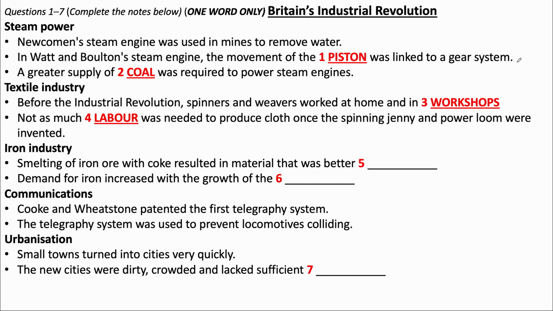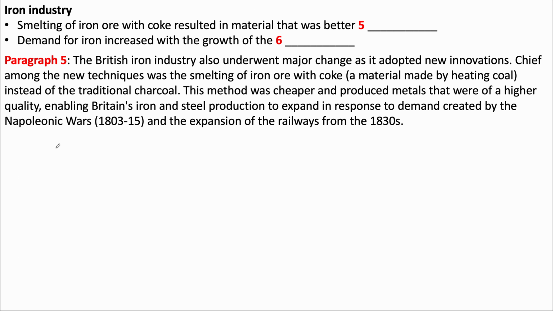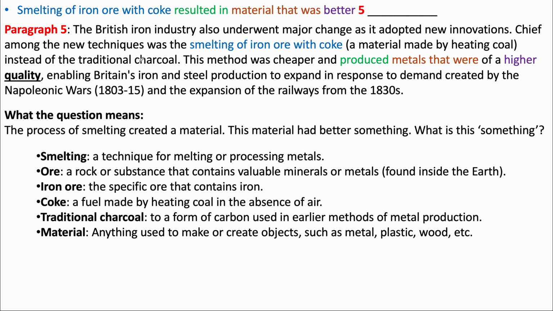Moving on to the next question. Questions 5 and 6 have the subheading Iron Industry. Iron is mentioned at the start of the fifth paragraph. That's where we expect the answers. Let's first focus on question 5. Smelting of iron ore with coke resulted in material that was better blank.